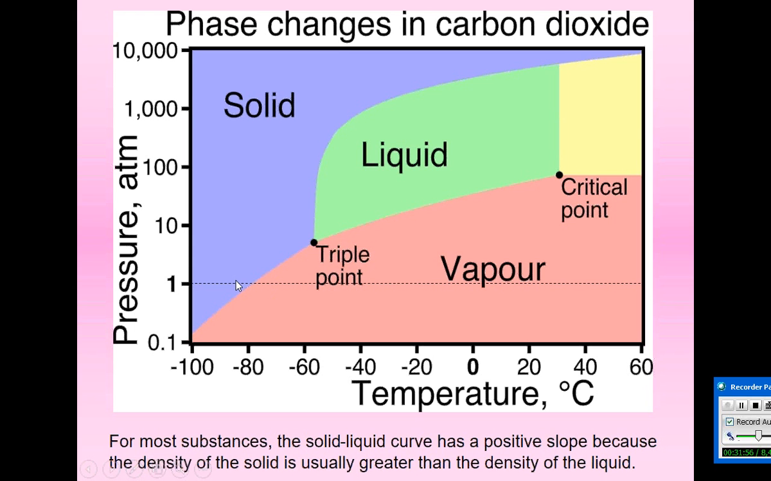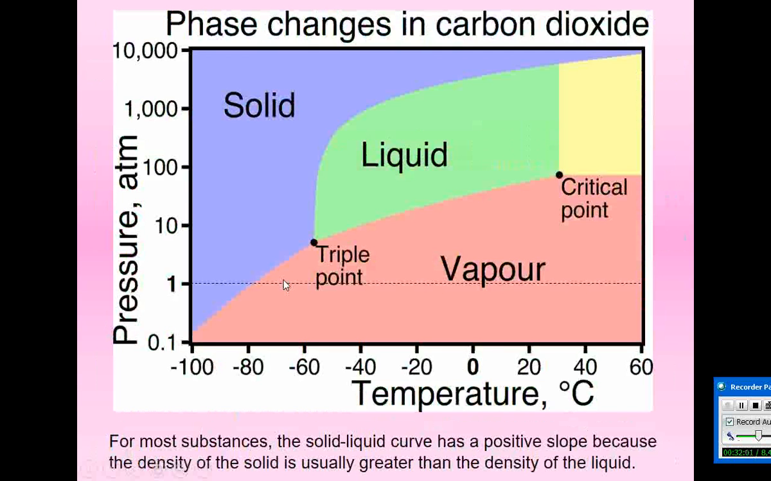But then when it changes phase at one atmosphere, it doesn't melt. It just goes directly to carbon dioxide gas. But it is possible for there to be liquid carbon dioxide, and carbon dioxide also has a critical point.